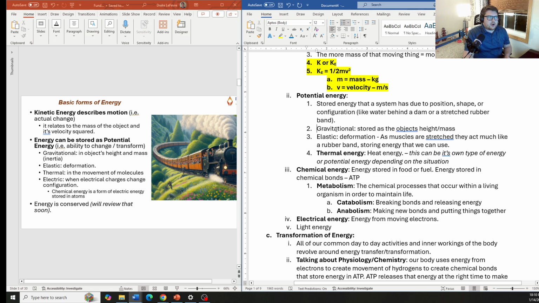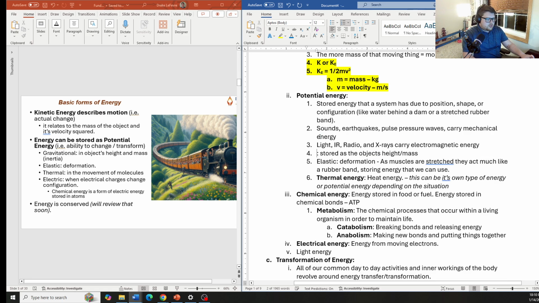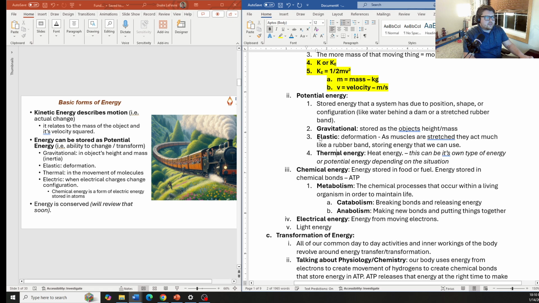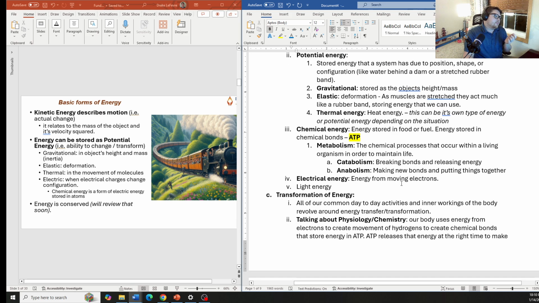We have gravitational, we have elastic, we have thermal energy, heat energy can be stored. Chemical energy, we have chemical bonds that can be broken. The most common one that we're going to talk about is ATP, adenosine triphosphate. This is our body's chemical energy storage, chemical energy source, what we produce, what we put energy into, and what we use for all of our energy needs.